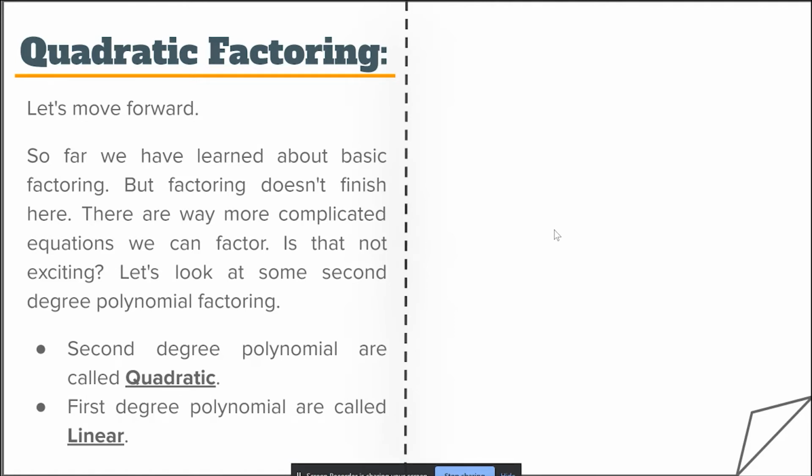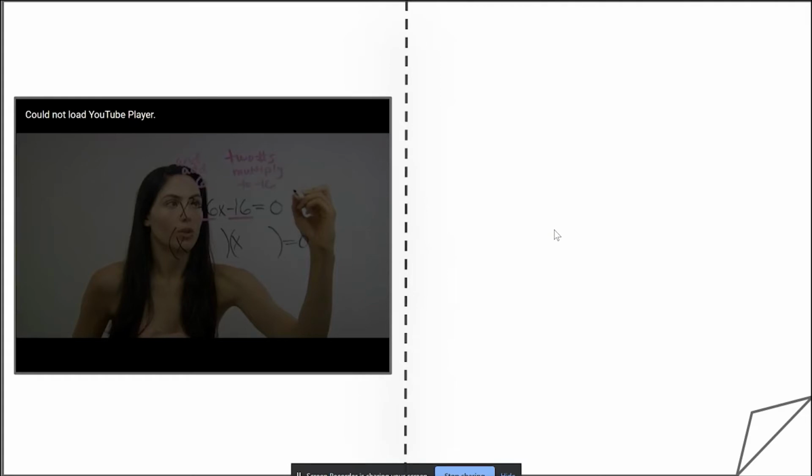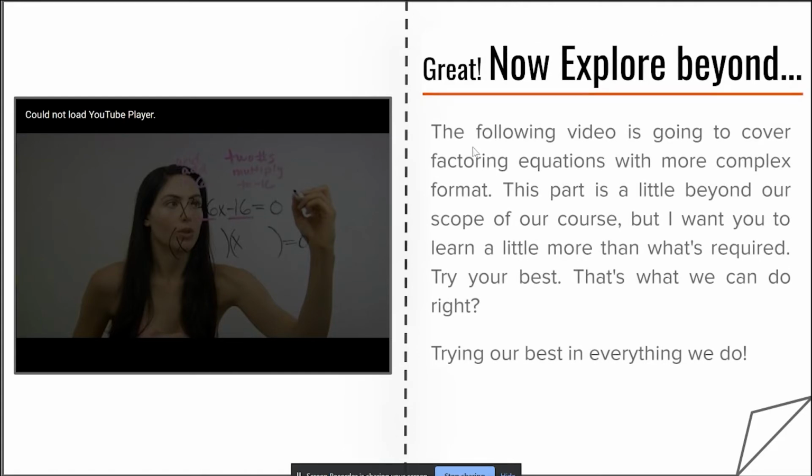Is that not exciting? Let's look at second degree polynomial factoring. Second degree polynomials are quadratic. First degree polynomials are called linear. Here it says this video is about linear and quadratic functions, explaining the following. The video is going to cover factoring questions with the more complex formula.